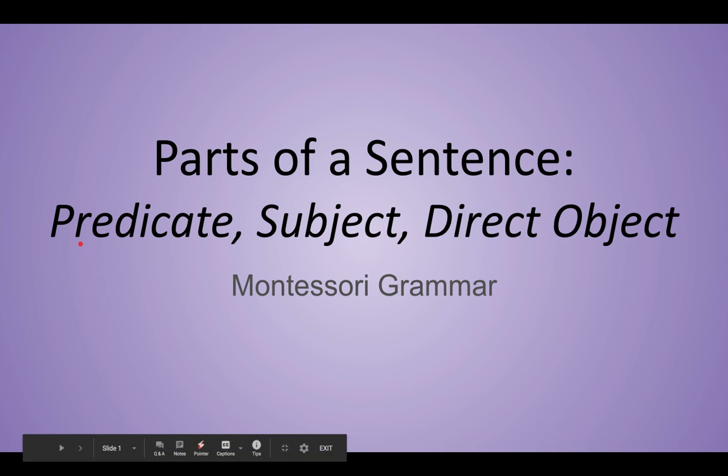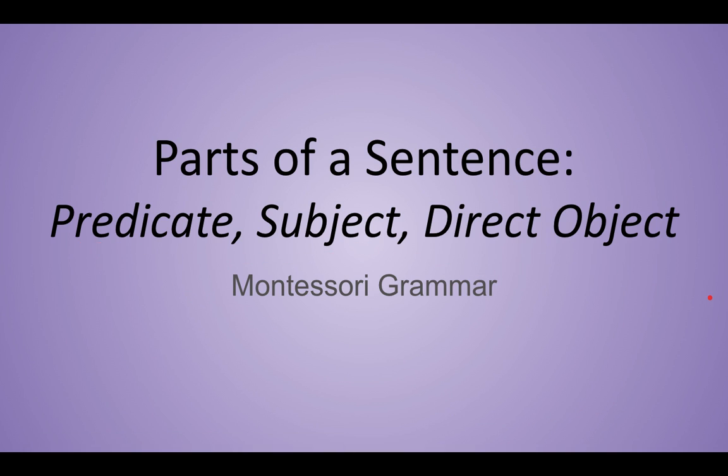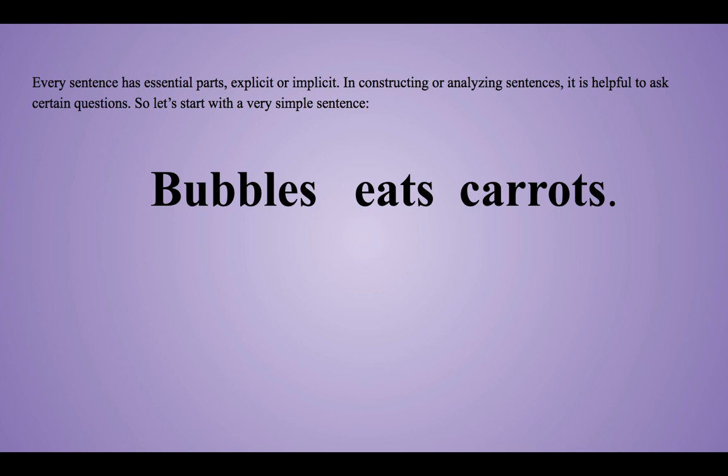Today we're learning about something called the predicate, the subject, and the direct object. And I'm going to tell you a little bit about what those new words mean. So every sentence has essential parts. Now when we're analyzing sentences, it's helpful to ask some questions. So we're going to start with a very simple sentence, and I'm going to walk you through a few questions to learn how to analyze a sentence.